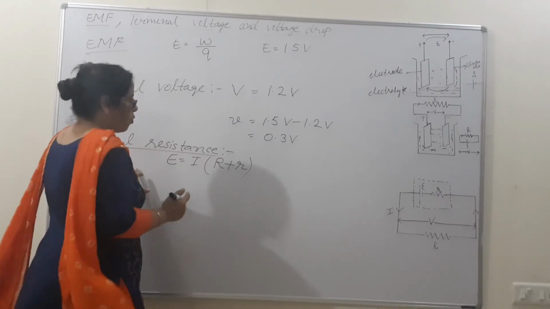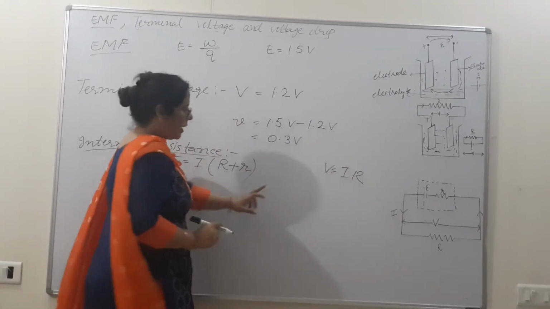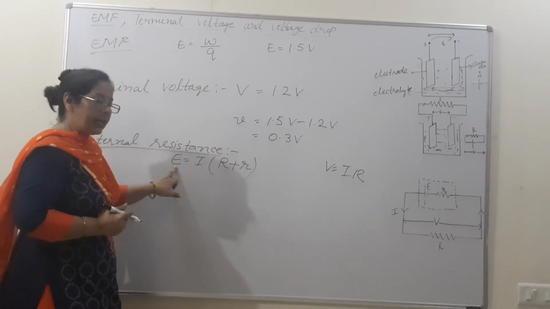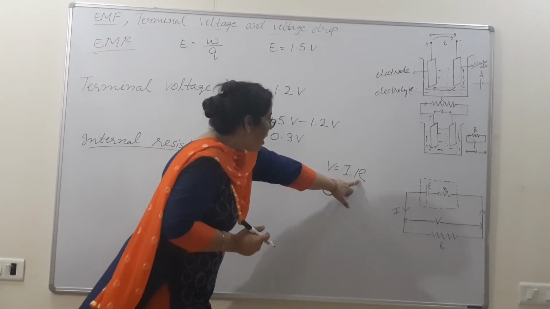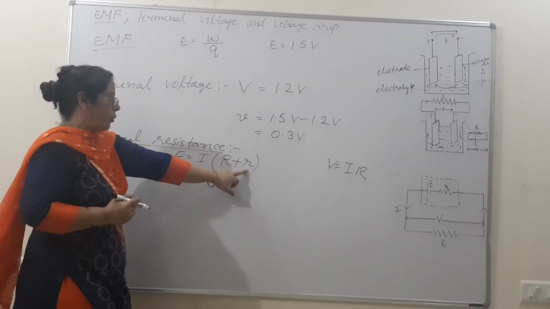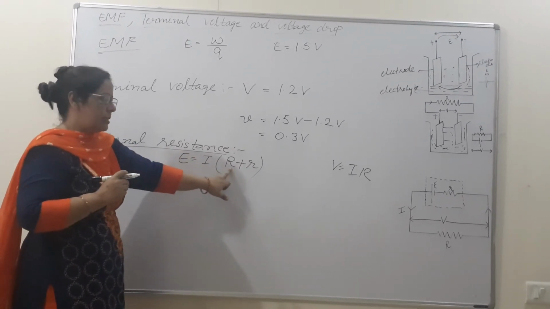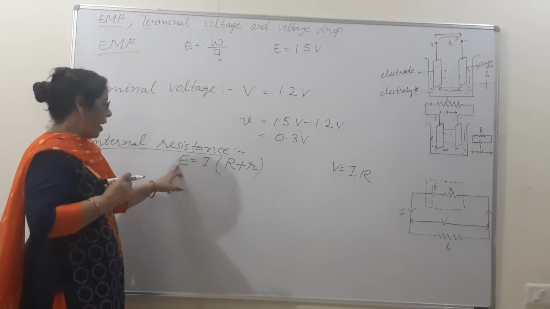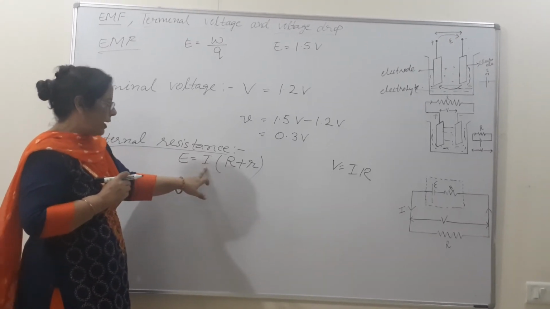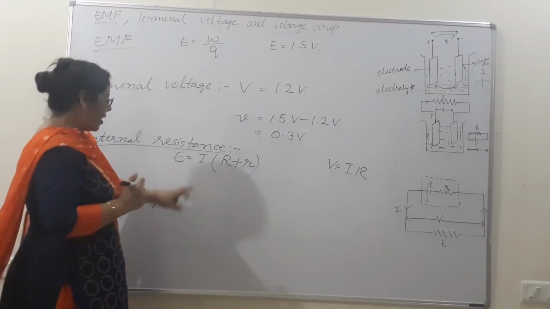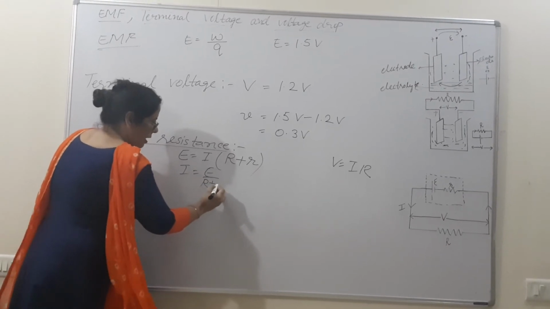Like Ohm's law we are studying now, E is equal to IR. In the same way, because EMF is the voltage and I is the current, here R will be equal to R plus r. You have to include internal resistance as well as external resistance when you have to find out the EMF. Or if EMF is given to you and you have to find the value of current, then I will be equal to E divided by (R plus r).